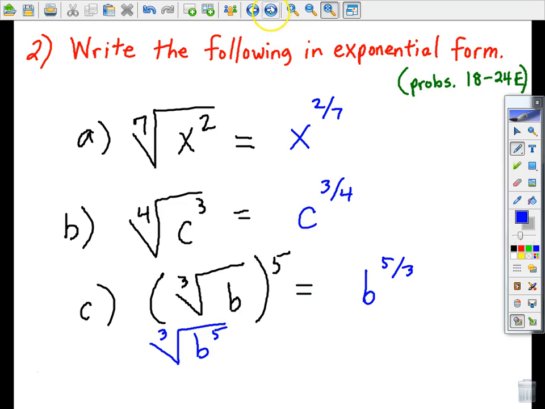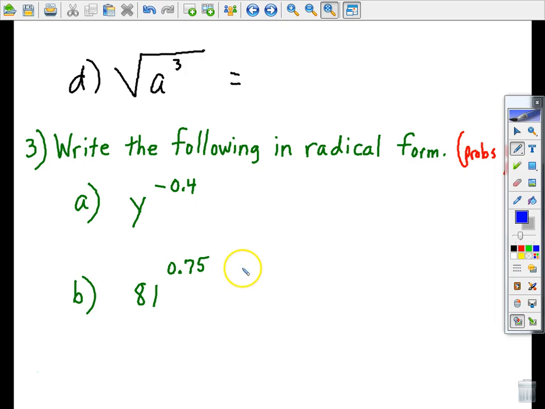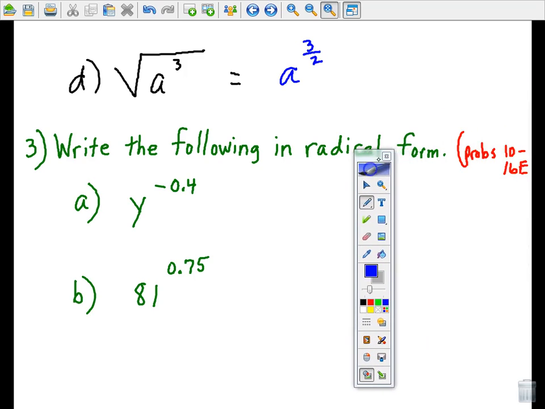All right, let's see what we got. One more. Austin, what about letter D? It would be 3 over 2. Yeah, this is a square root, so it would be a to the 3/2 power. Okay, so easy enough. Any questions so far? So now you know how to go from radical to rational exponent and vice versa. And now let's see, so I can show you what problems we're about to address.